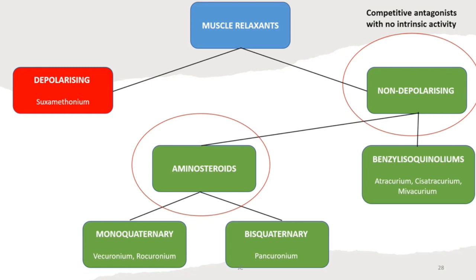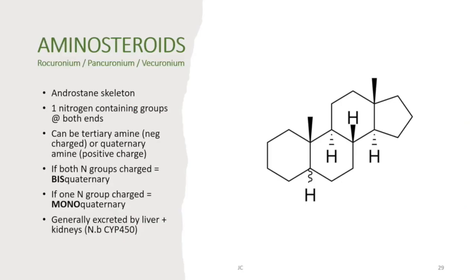So now on to non-depolarizing agents. So the first ones we'll talk about are aminosteroids, and I mentioned how these work. They're competitive antagonists and they have no intrinsic activity. Aminosteroids include your rocuronium, pancuronium, and vecuronium. They have this androstane skeleton where they kind of look like androgens with this steroid nucleus. They've got a nitrogen-containing group at both ends. It can be a tertiary amine group or quaternary amine.